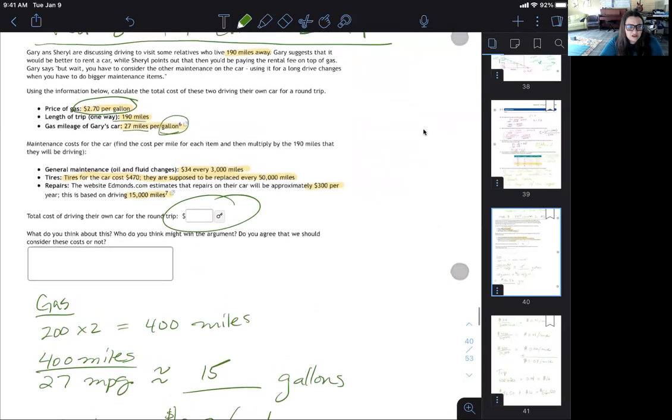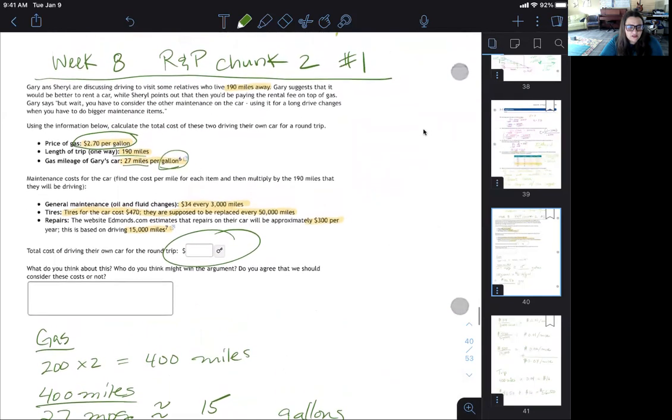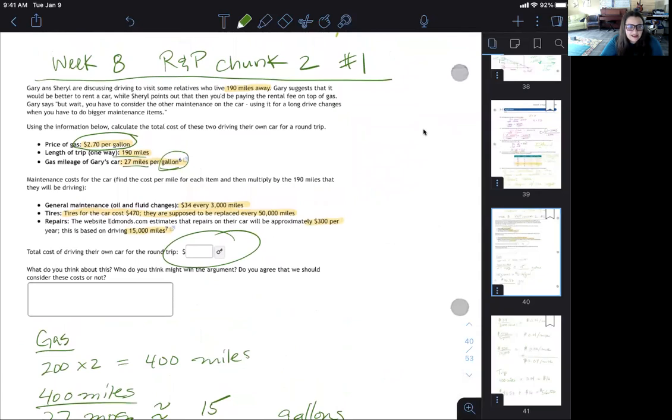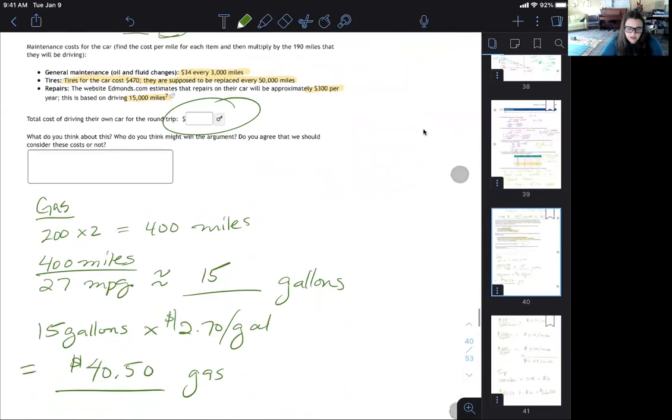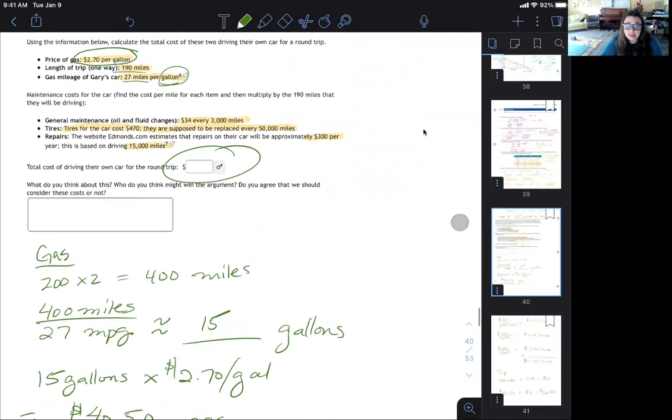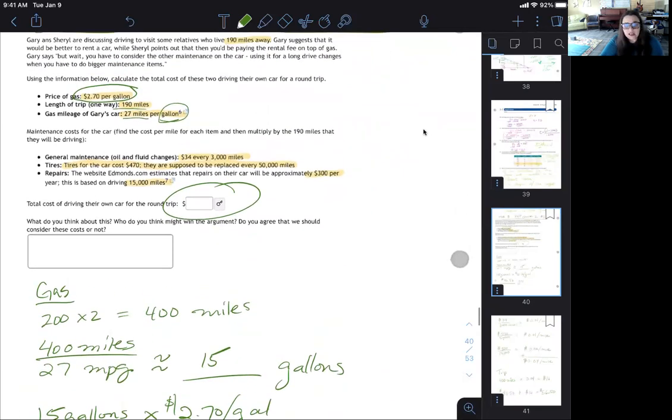And let me just make sure I've considered all of the factors. So we're thinking about gas, the length of the trip, the gas mileage, and the maintenance. And those are all the maintenance costs. So it should be around $56.50. And like I said, because I estimated, it might be slightly higher or lower depending on if you round those numbers or not. All right, hopefully that helps.